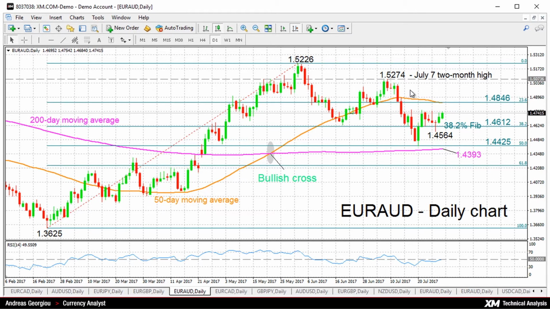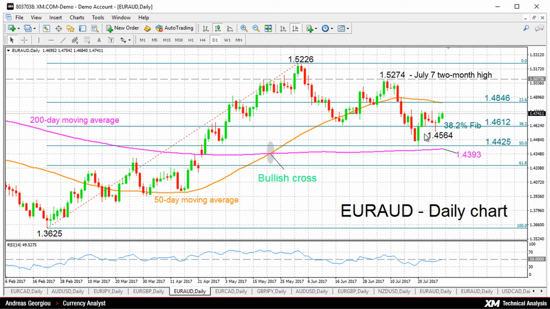Further up, the July 7 2-month high at 1.5276 is likely to act as resistance as well. On the downside, the area around the 38.2% Fibonacci retracement level at 1.4612 combined with the 11-day low from last Thursday at 1.4564 are likely to provide support.